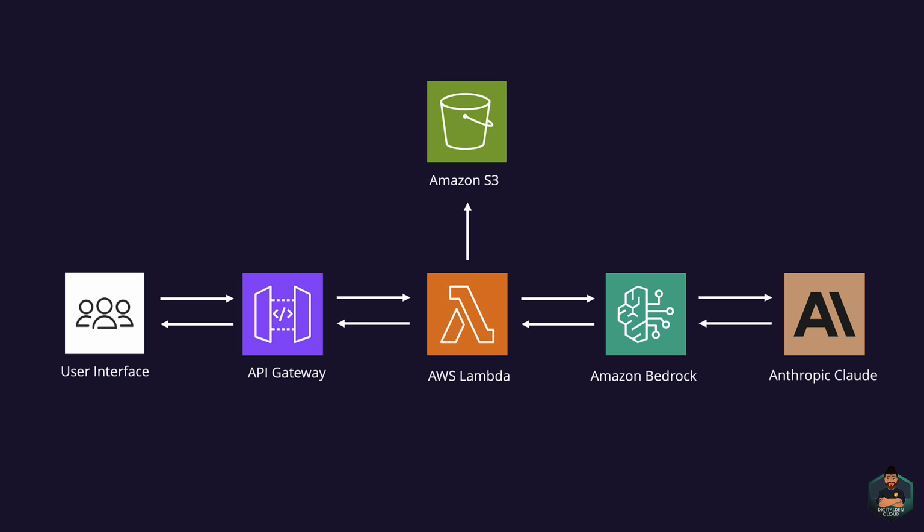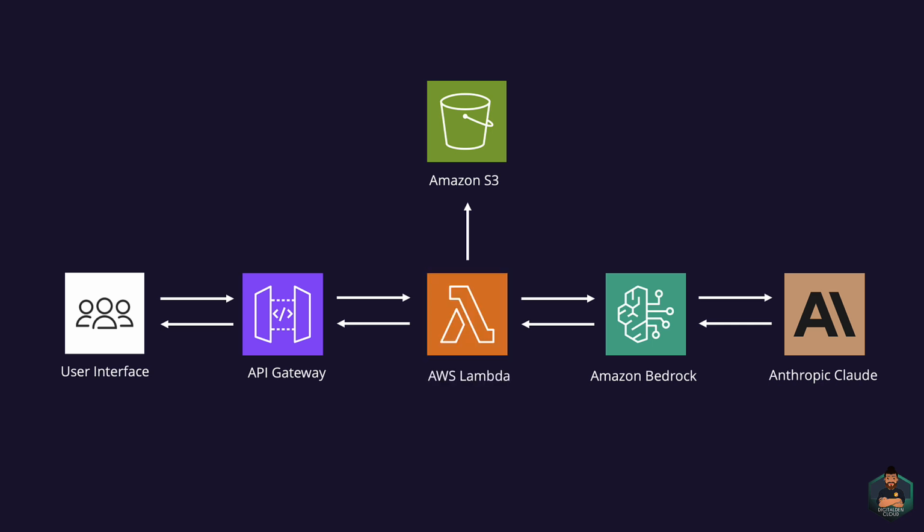Let's take a closer look. The user interface, accessible via a web or mobile app, is where users enter their fitness goals and workout preferences. It serves as the front end, gathering essential information that will be used to generate the personalized workout plan. Amazon API Gateway acts as the entry point for the application, receiving the data from the user interface. It securely routes the user input to the backend for processing.